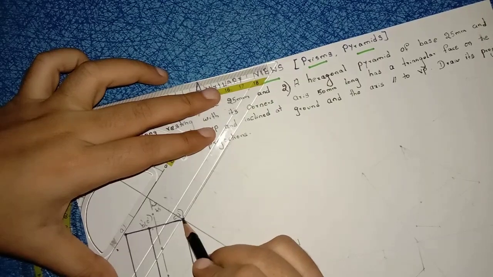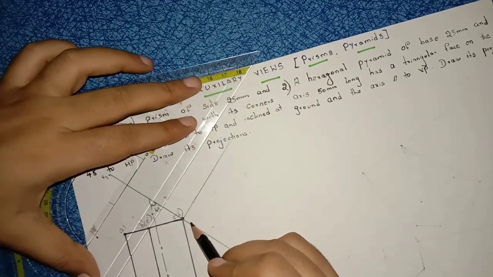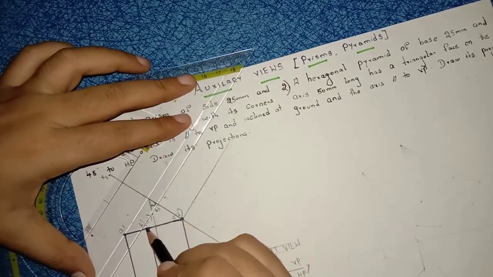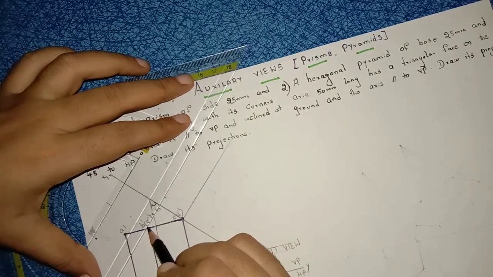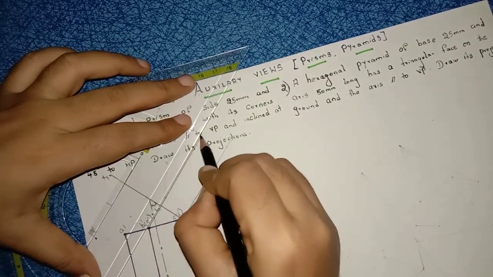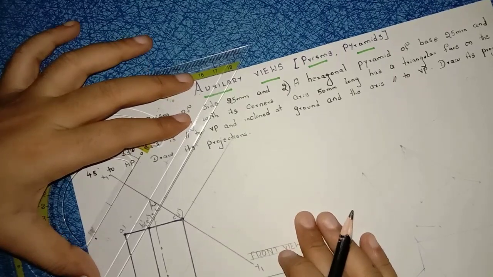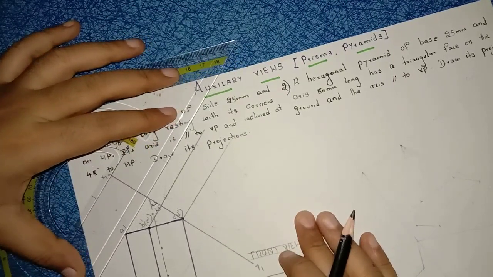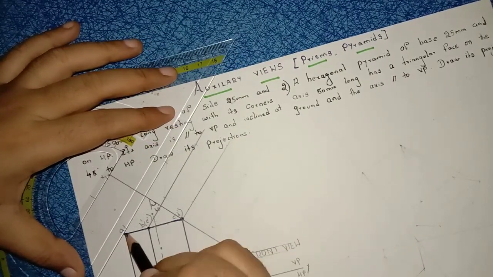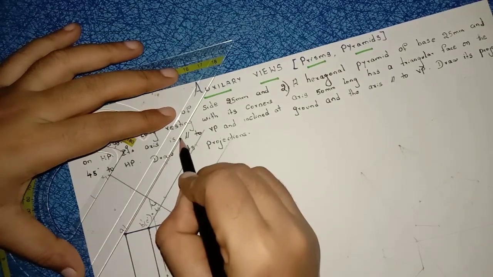Right, now exactly parallel to this one, just move your scale or set squares. From D dash, again draw the parallel line. All these lines should be parallel to each other. Then next, move your scale, protractor, set squares, just draw the parallel line.